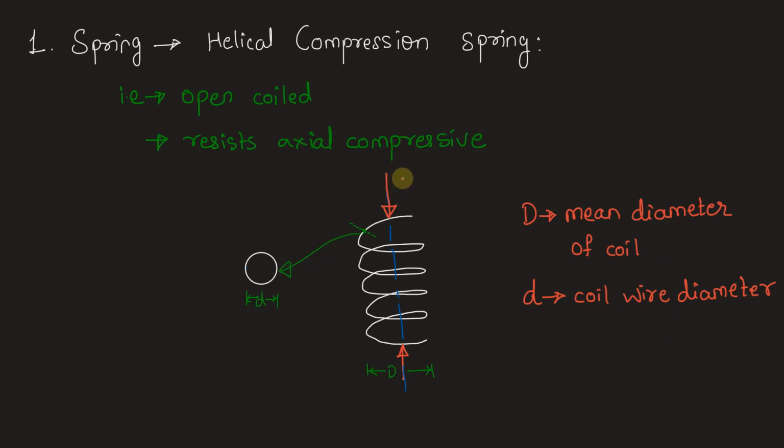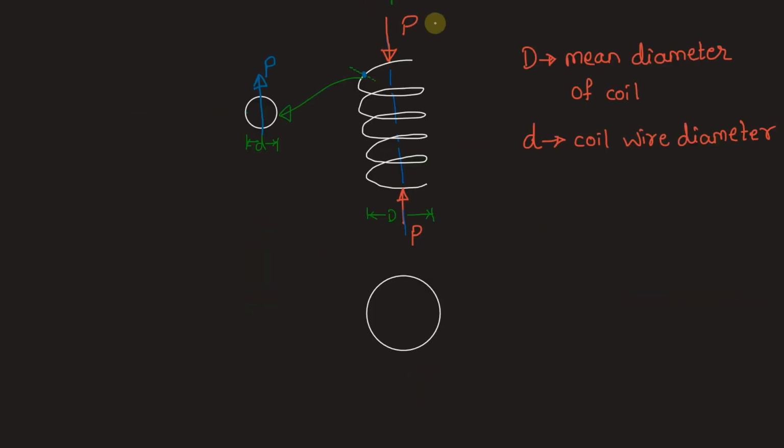Now, if we let this compression be P, how is the wire cross section affected? Let's study that. The wire cross section will resist this load P by producing a reaction P. Let's say we are looking at this spring from the top. We will see this coil whose diameter will be capital D. And this force is actually being applied at this center point. In this case, if we are looking from here, we can see the force inwards towards the screen.